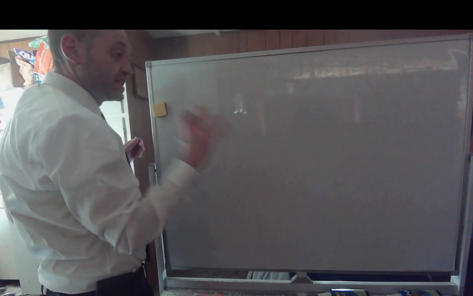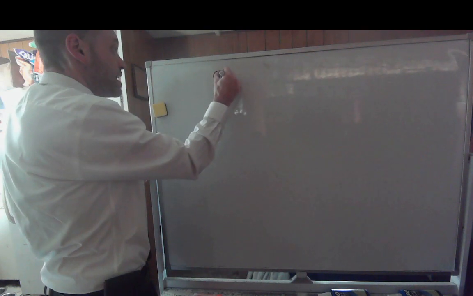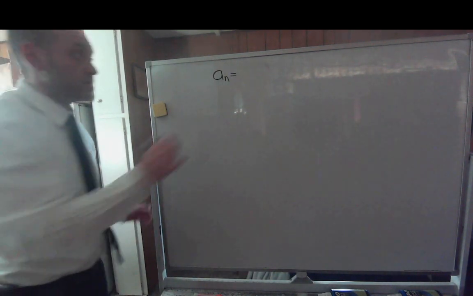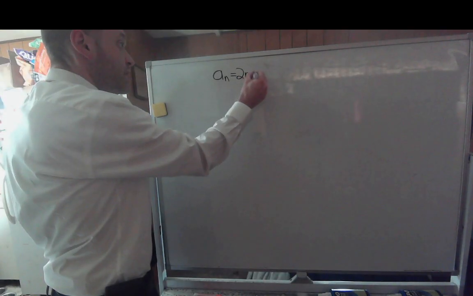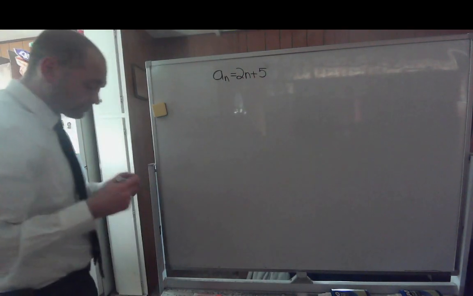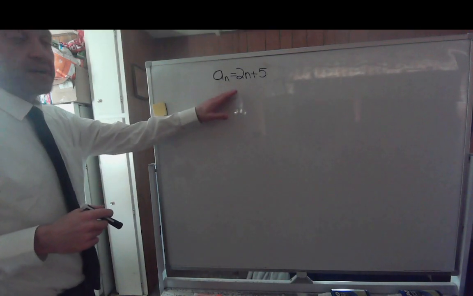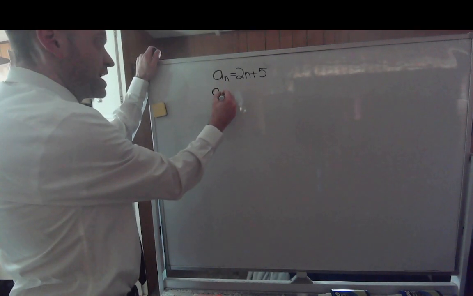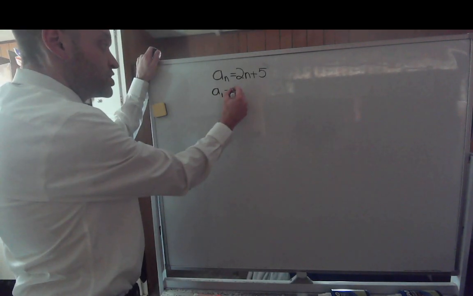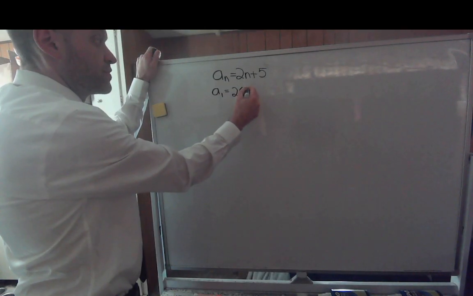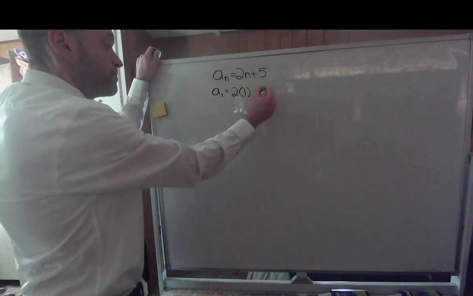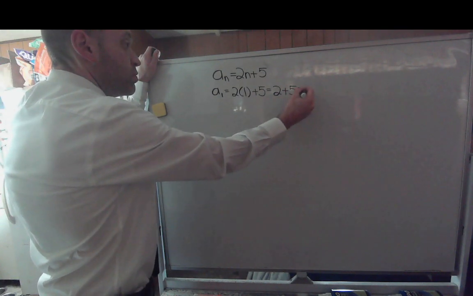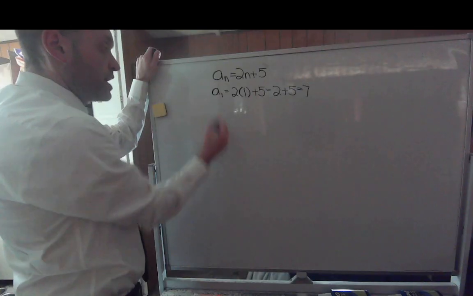So a sequence is often given in this format: a sub n equals some formula for the sequence. So say we have a sub n equals 2n plus 5. We would like to find the first 5 terms of the sequence. So if we wanted to find the first term, a sub 1, we're going to put in 2 times my n is 1 for the number of term I'm on, plus 5, which would end up equaling 2 plus 5, which would equal 7.